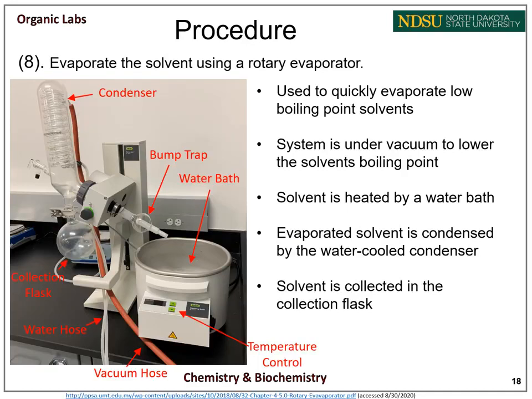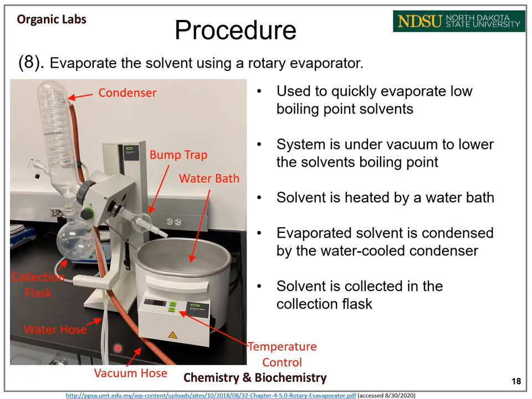Step 8. Evaporate the solvent using the rotary evaporator. A rotary evaporator is commonly used in organic chemistry labs to evaporate low boiling point solvents. Here is an image of the rotary evaporator that are in our labs. To use this, you hook your round bottom flask containing your compound and your low boiling point solvent to the bump trap right here. You then put the system under vacuum, which lowers the boiling point of the solvent.